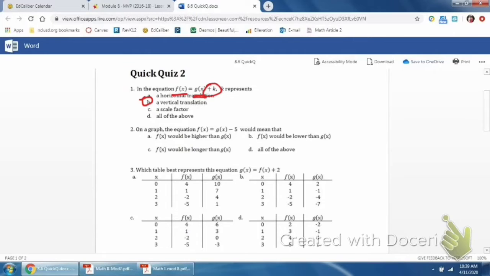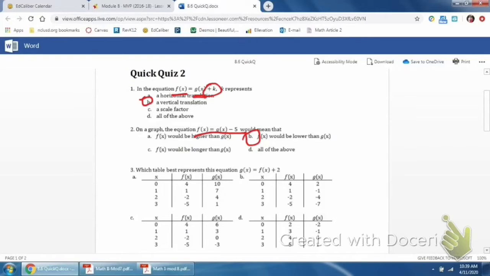Alright, number 2 says on a graph, the equation f of x equals g of x minus 5 would mean what? Okay, so we have to read this in English, because if you look at all the answers, they're in English, not Mathlish. Okay, so what this says in English is that f of x is g of x moved down 5. So to get to f, you start from g and go down 5. So what that means is that f should be lower than g. Okay?